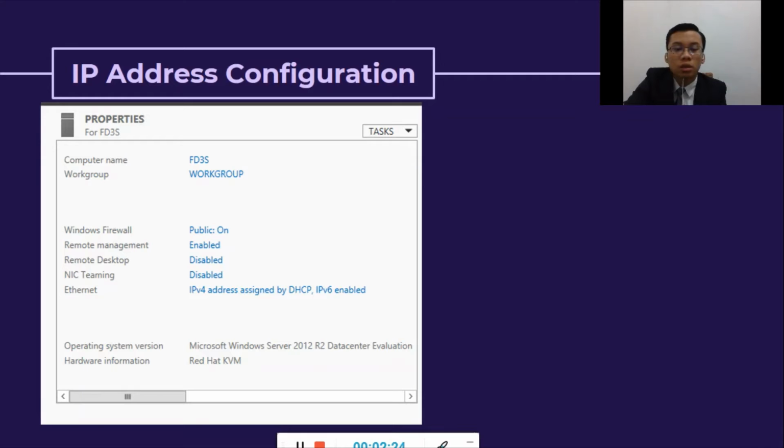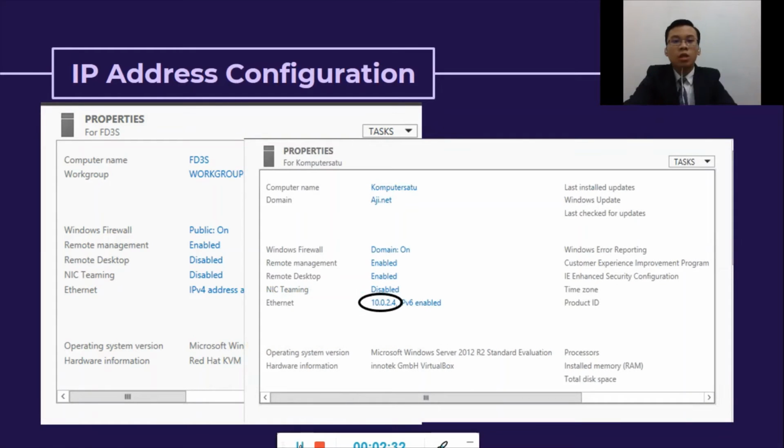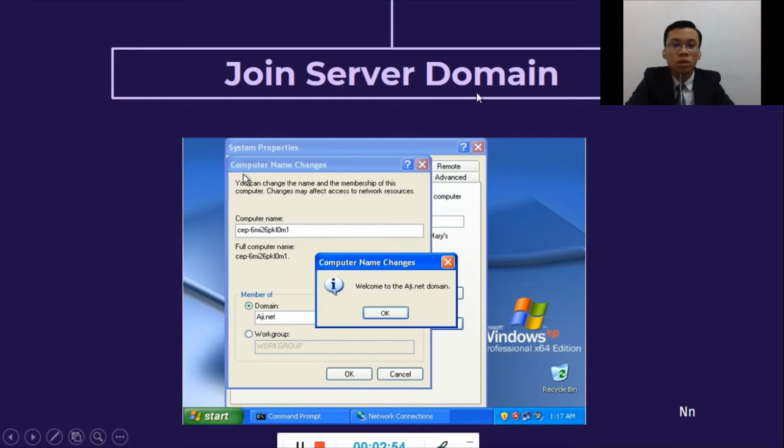After we configure the DNS server wizard, it will display the IP, which is 10.0.2.4, and IPv6 is enabled. Join server domain. This is the display where the domain has successfully joined with the server client.